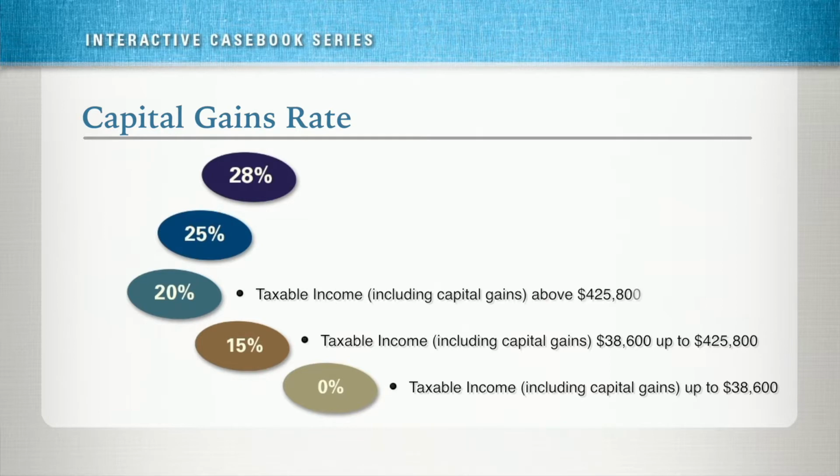If the taxpayer has income above the $425,800, the capital gains rate is 20%. There are also two other categories for other types of capital gain. There is a 25% rate for unrecaptured 1250 gain. You probably haven't learned about recapture yet. Just remember that when there is an unrecaptured gain on real property, it is taxed at 25%. The 28% rate is for collectibles like artwork.